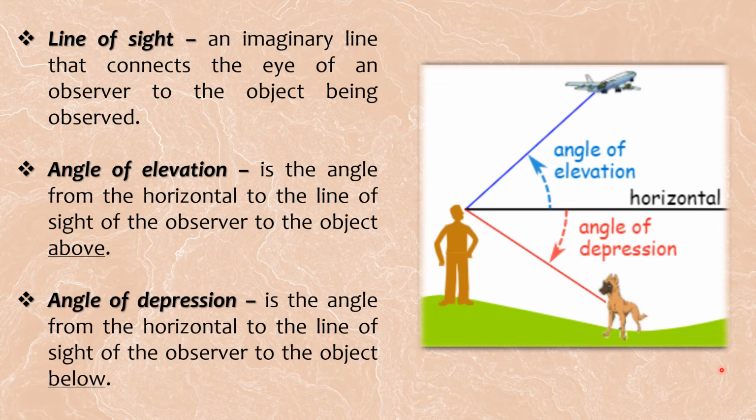Next is the angle of depression. It is the angle from the horizontal line to the line of sight of the observer to the object below. So, kung ang titingnan naman ng tao ay ang aso, tumingin siya sa object na nasa baba, therefore that is an example of angle of depression.